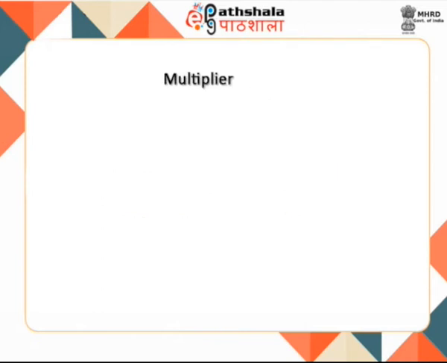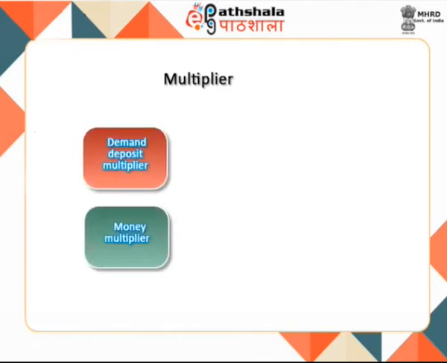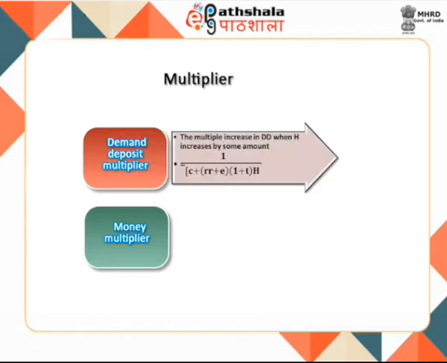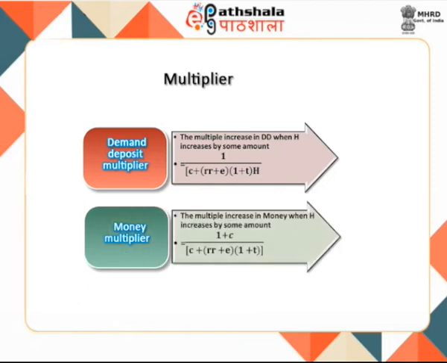The money multiplier theory discussed so far helps us derive the demand deposit and money multiplier. The demand deposit multiplier tells us the multiple by which DD will increase when H increases by some amount. The money multiplier tells us the multiple increase in money when H increases by some amount.